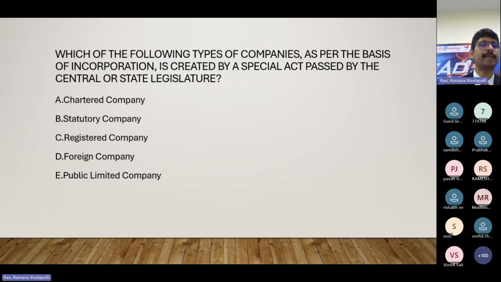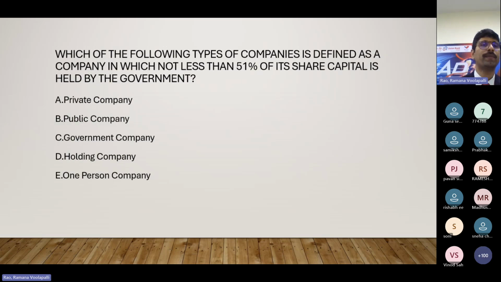Which of the following types of companies, as per the basis of incorporation, is created by a special act passed by the center or state legislature? It is created by a law, then what is it called? Yes, great. Aman Sharma ji, Mahato, Vandana, great. So it's a statutory company formed by the legislature.